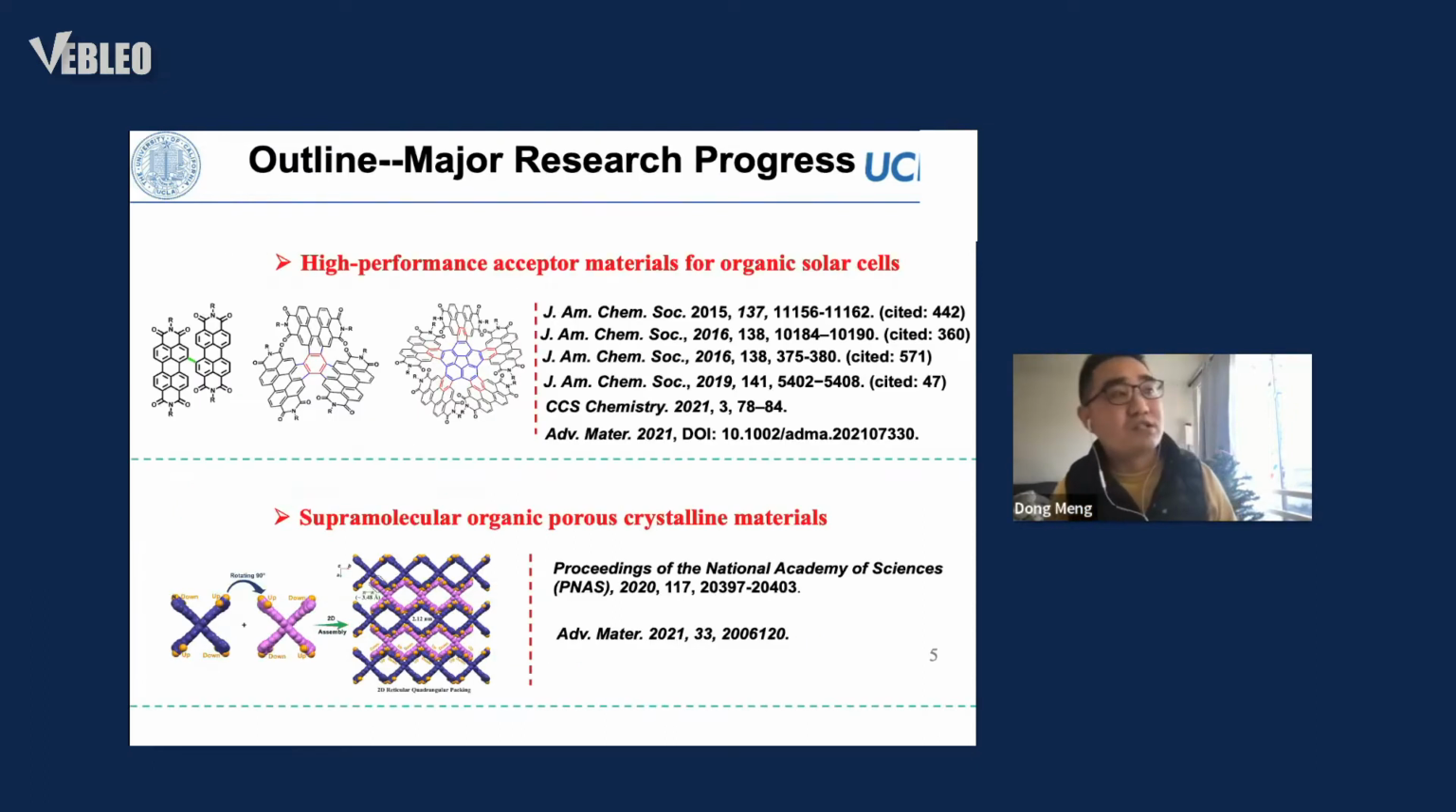So this is my outline today, my two major research progresses. First, high performance acceptor materials for organic solar cells. We choose pyrene-imide as the research system. Another is that we also develop supramolecular, organic porous crystalline materials. We also use spiral conjugated molecules, their assembly structures and different applications.